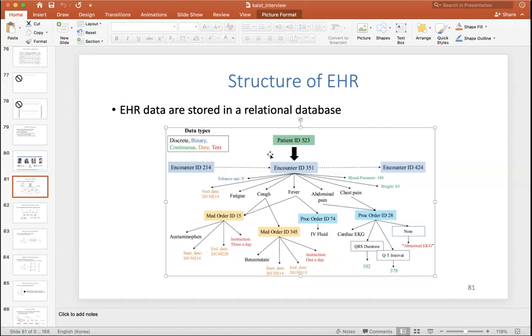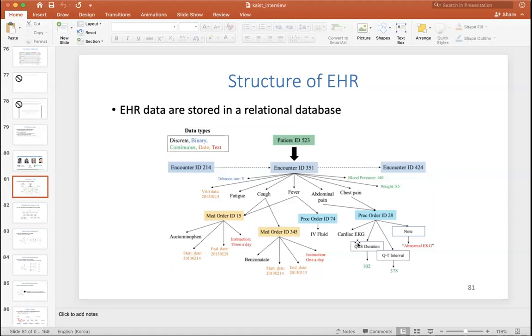So like 3 visits here in this figure, and then under the encounter, there are diagnosis codes, and then certain diagnosis codes lead to medication orders, like cough and fever leads to medication order ID 15, and just a cough alone makes medication order ID 345, such and such. So this kind of thing is, well, not super complex, but anyway, it's just very tightly connected events.